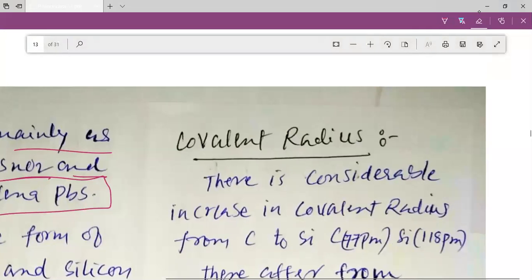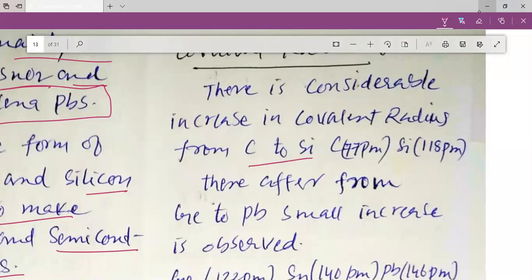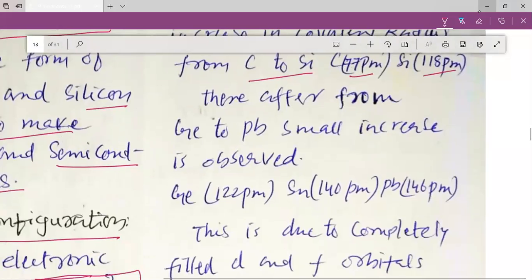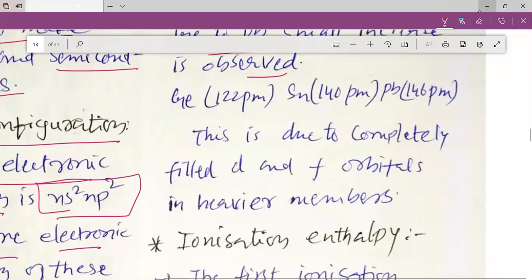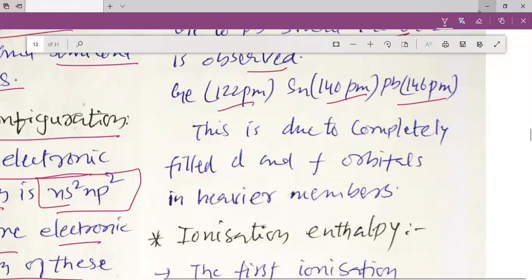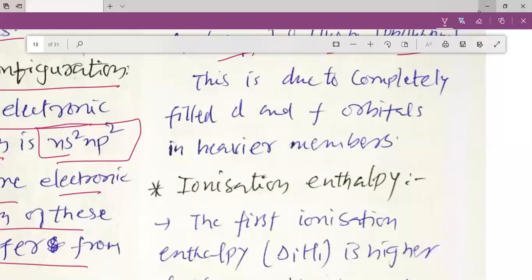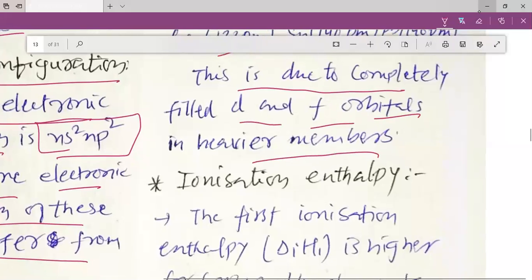Now, my dear students, let us start studying about the covalent radius of group number 14 elements. So these are the periodic properties that we start studying. There is a considerable increase in the covalent radius from carbon to silicon. See, carbon has got 77 picometer, but silicon has got 118 picometer. From germanium to lead, a small increase is observed. You can see that germanium has got 122 picometer, tin has got 140 picometer, and lead has got 146 picometer. This increase is not so big, but you can say that still there is an increase in the radius. This is due to the completely filled d and f orbitals in the heavier members.